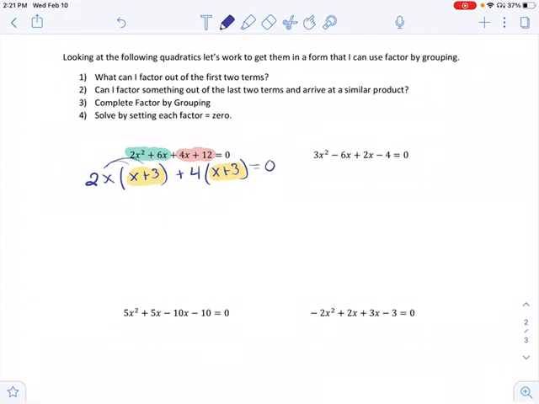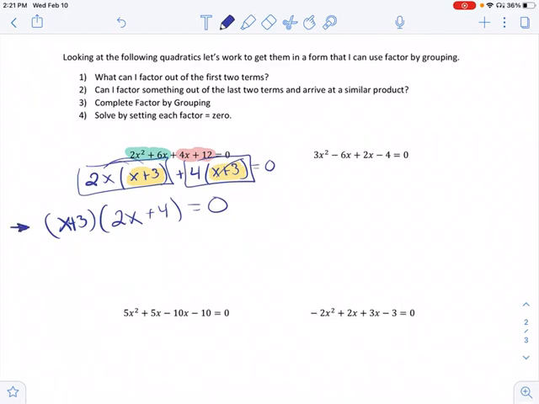But here I'm going to say, okay, now I'm going to factor x plus 3 out of both of these terms. So if I take x plus 3 out of the first, I'm left with 2x. And if I take x plus 3 out of the second, then I'm going to be left with this plus 4 equals 0.